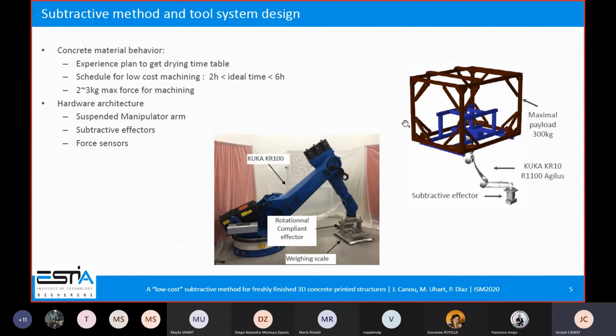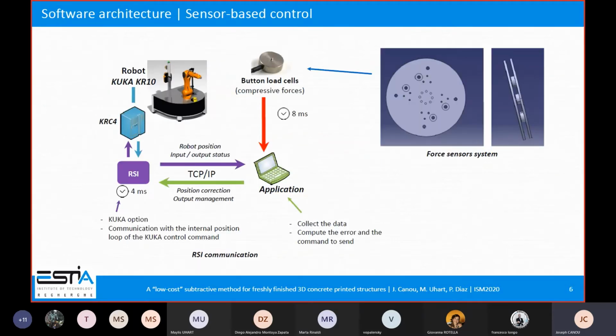And so we also had to define some control system to be able to do the machining without destroying the part, but also without destroying the robot. So we had to use some force sensors to monitor the forces applied during the machining. For this, we simply used 4 force sensors between 2 discs at the end of the robot. I will show you later how it was made.